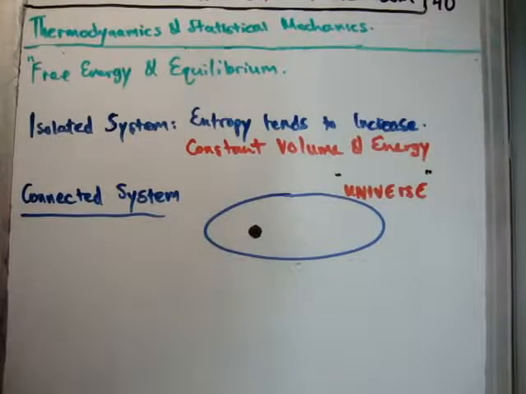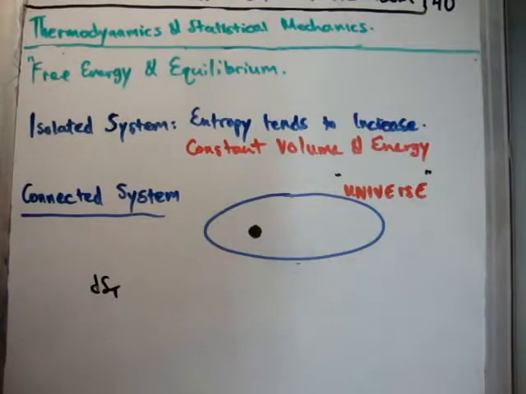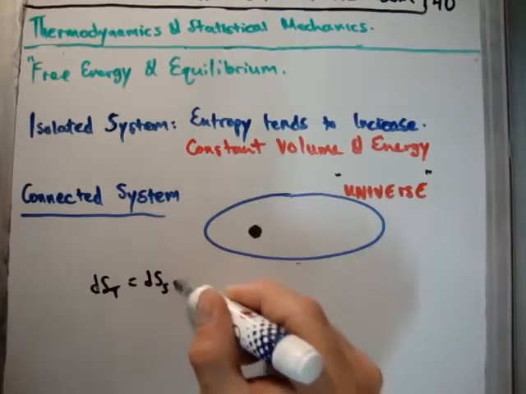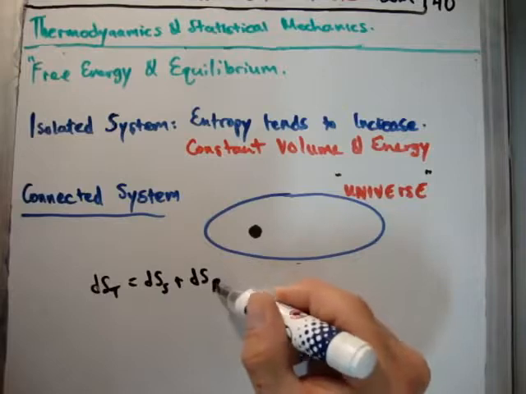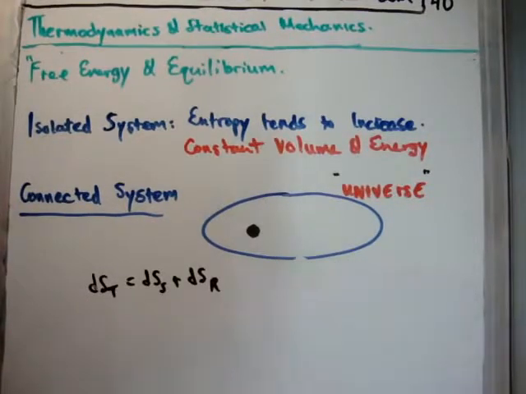So in a connected system, once again, the change of the total entropy, dS sub T, is going to be equal to the change in the entropy of our system plus the change in the entropy of our reservoir. For constant volume and energy, this connected system is going to want to increase its entropy. So for a connected system, you want to increase its entropy. That's where you have this particular definition of the change in entropy.